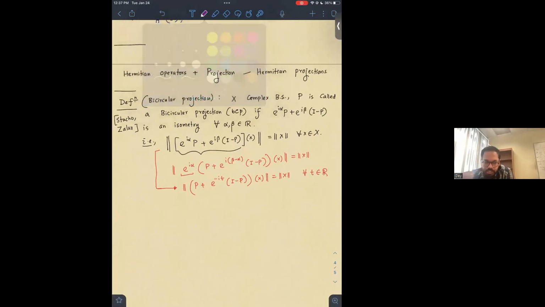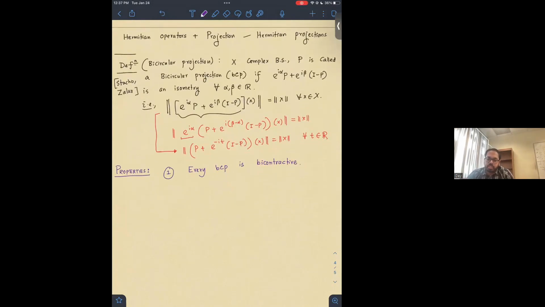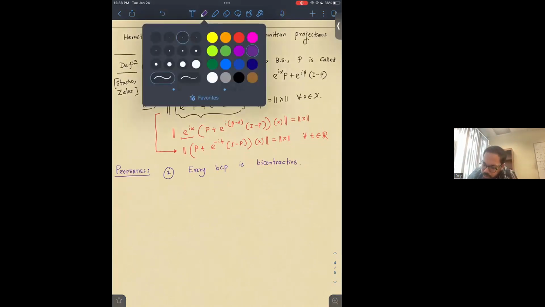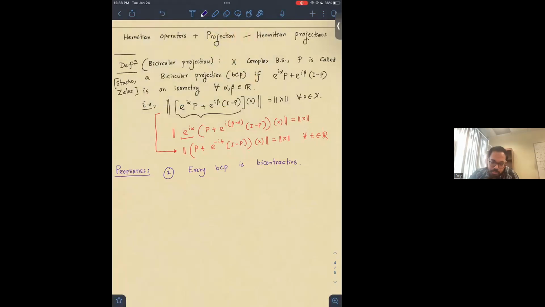All right, here comes the most important thing. Two properties of this type of projections. The first one is that every bicircular projection is indeed bi-contractive. So let's take a proof of that. It's very simple. It could probably be an exercise for my linear algebra students, but it's very simple.